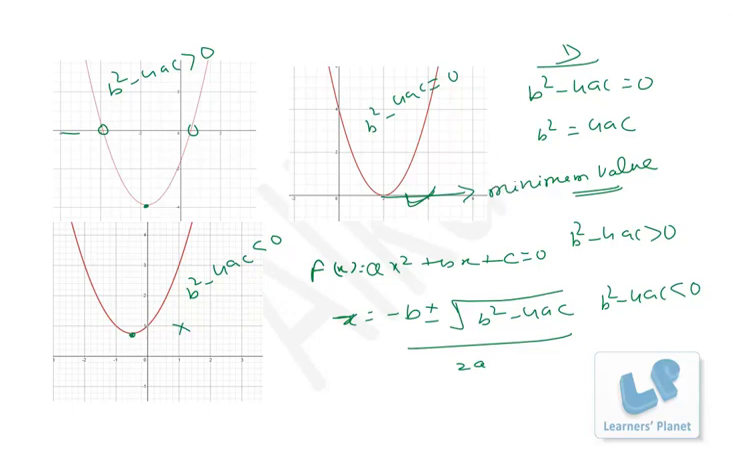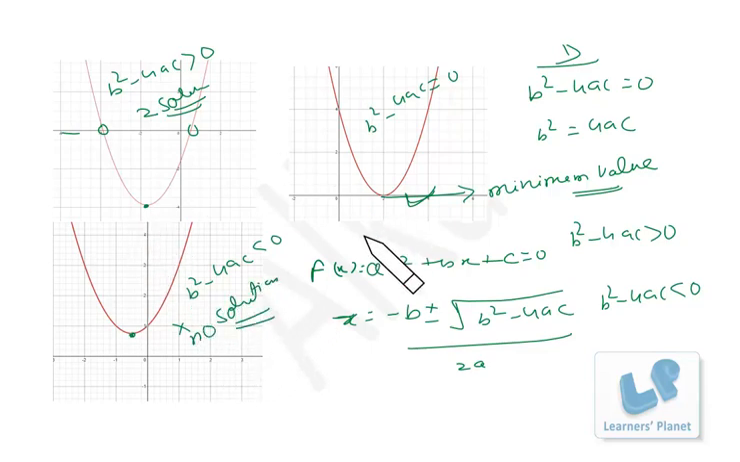So the main points that we have discussed: if the curve intersects the x-axis at 2 points, that means b square minus 4ac is greater than 0, that means there will be two solutions. If b square minus 4ac is equal to 0, that means two solutions, but both of them are the same. Okay, so the curve will touch the x-axis. In this case, b square minus 4ac is less than 0. That means the curve will not intersect the x-axis at all. That means no solution.